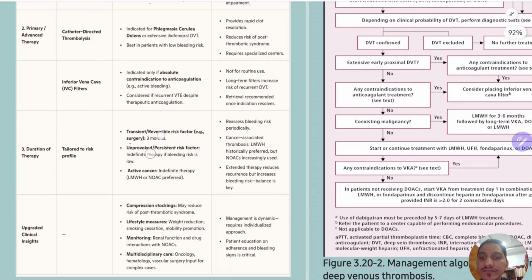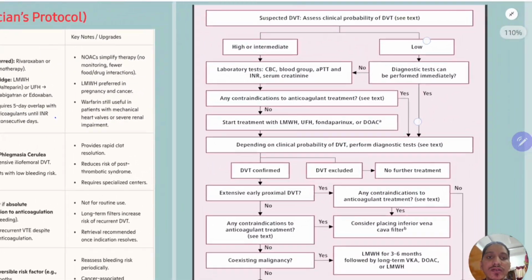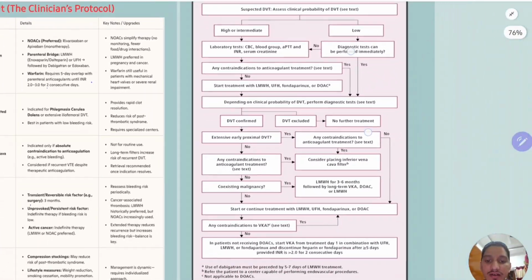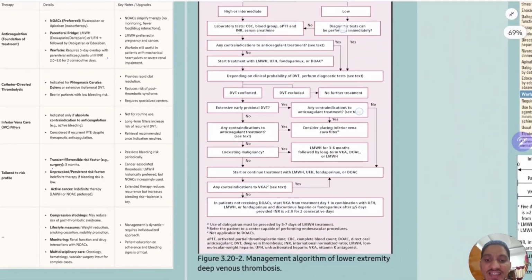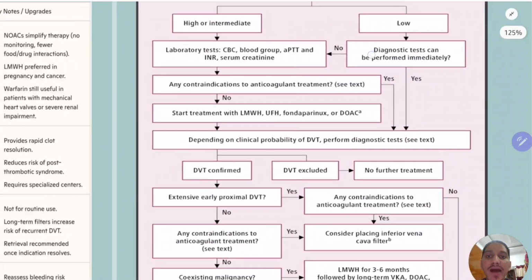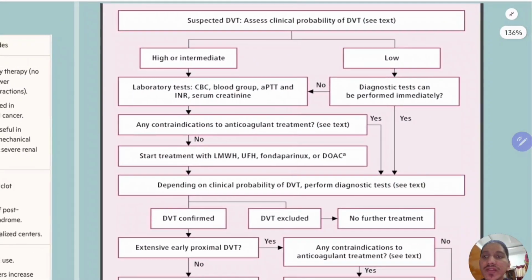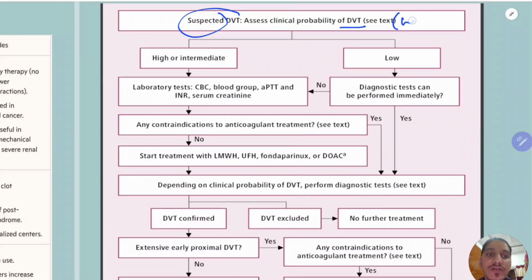Now this is a good management algorithm of lower extremity deep venous thrombosis, which is given in the McMaster Textbook of Medicine. So we'll break it down now. Suspected DVT: assess the clinical probability by Wells score.